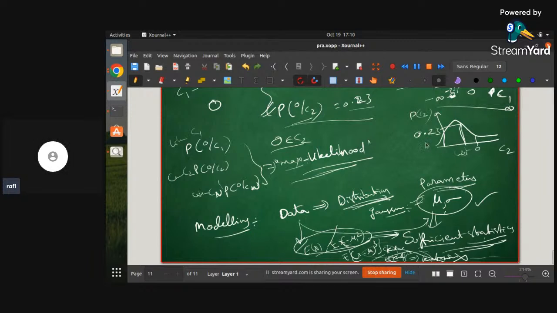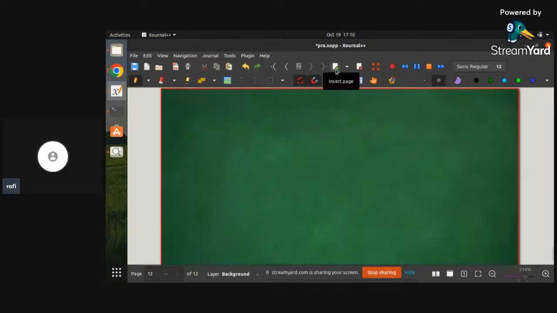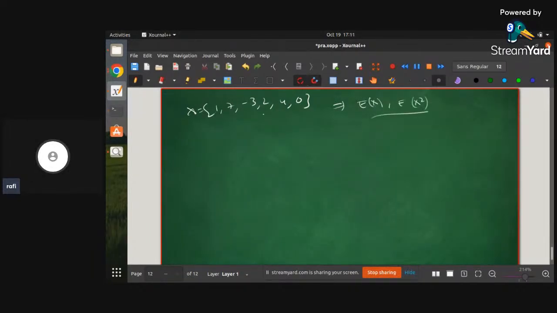So for example, you can have x equal to 1, 7, minus 3, 2, 4, 0. For this you can find E of x, E of x square, assuming that they belong to the Gaussian distribution. There are two kinds of statistics, or in general averages: sample averages and ensemble averages.